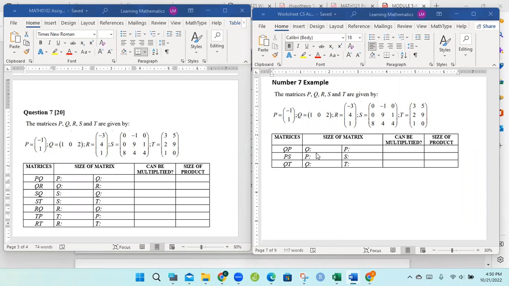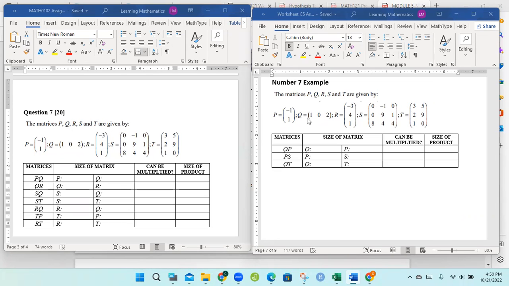So this question is asking us to complete the following table. This is the one for the assignment, and this is the one we are going to use as an example. It is asking for the size of matrix Q.